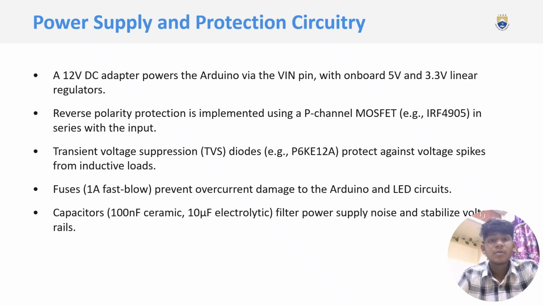Power supply and protection circuit. A 12 volt DC adapter powers the Arduino via the Vin pin with onboard 5 volt and 3.3 volt linear regulators. Reverse polarity protection is implemented using a P-channel MOSFET in series with the input. Transient voltage suppression, TVS diodes, protect against voltage spikes from inductive loads. Fuses of 1 amp fast-blow prevent overcurrent damage to Arduino and LED circuits.